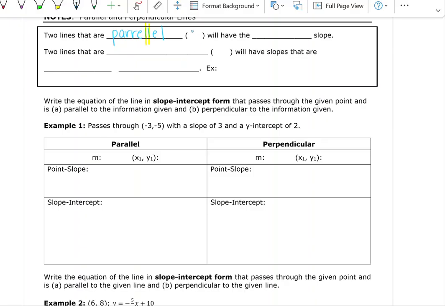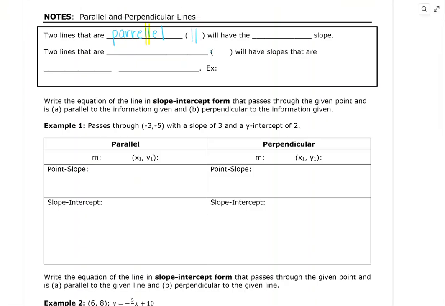So when we see those lines on a function, they're never going to touch. They're going forever and ever and never intersecting with each other. They are going to have the same slope. The same slope. Now, two lines that are perpendicular, they're intersecting at that right angle.